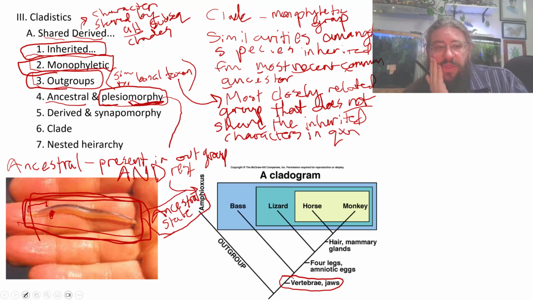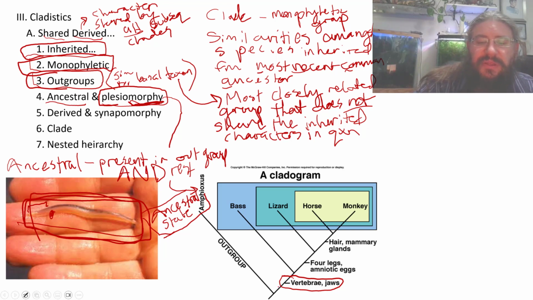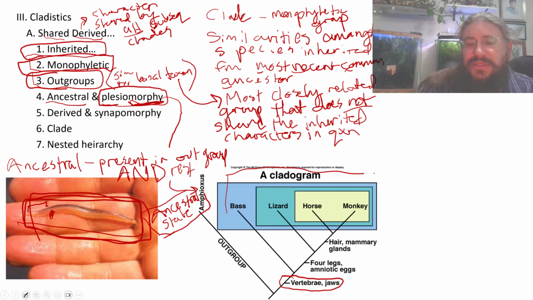All right. So then we have to separate our outgroup from the clades that we're looking at: the presence of vertebra and jaws. So these are our first shared derived characteristics. Everything coming after in this monophyletic group will have vertebra and jaws.